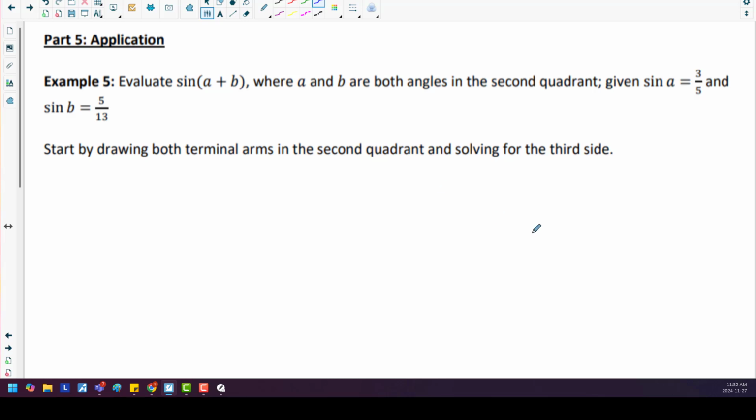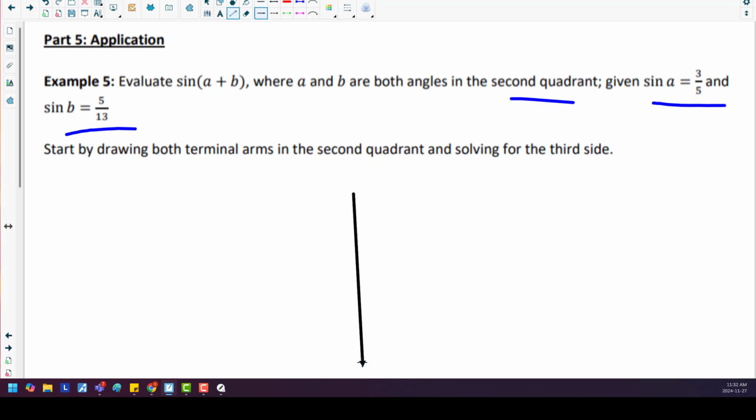All right. Part 5 application. Example 5. Evaluate sine A plus B where A and B are both angles in the second quadrant, given sine A is equal to that and sine B is equal to that. All right. This is confusing. The first thing is maybe draw a diagram to kind of visualize this.